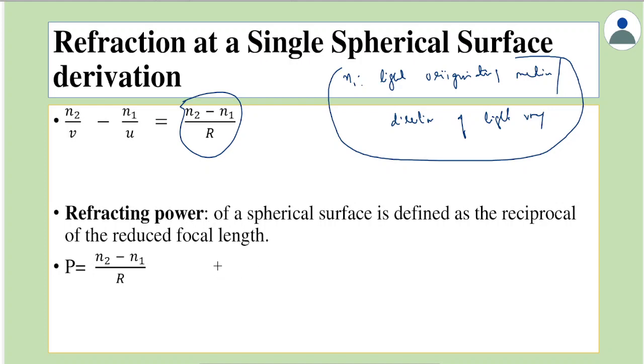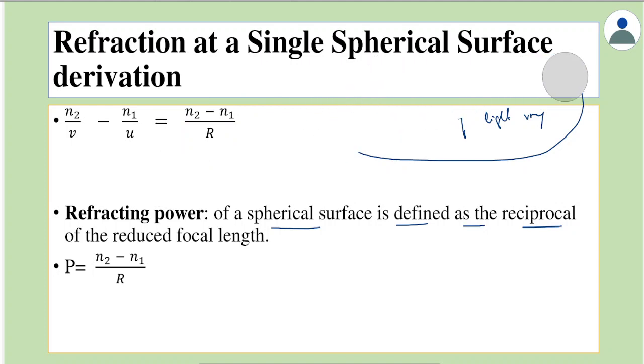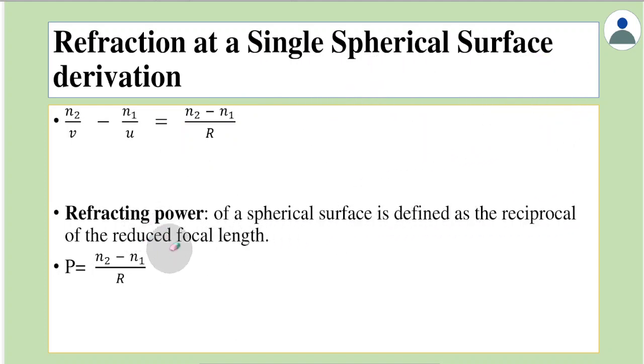To define it, we can say the refracting power of a spherical surface is defined as the reciprocal of the reduced focal length. Let's not go into so much detail as to what reduced focal length means. For this class, understand that the term N2 minus N1 by R is called refracting power. Now to understand what focal length means, we have done it in previous classes also. To define focal length, we take a parallel beam of light rays. That would mean that U tends to infinity. So whenever the object is very very far away, then U becomes very large.